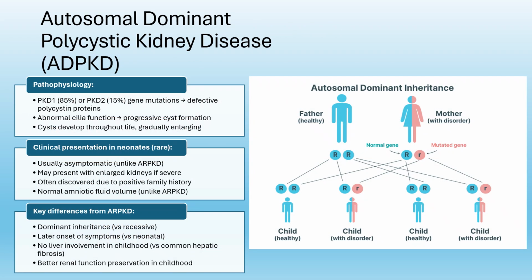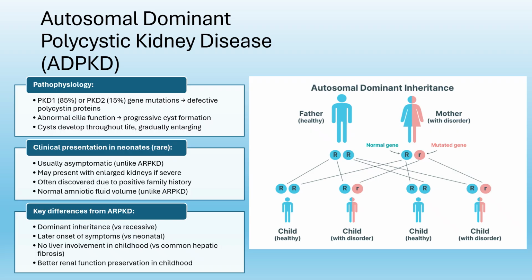Autosomal dominant polycystic kidney disease represents a distinctly different pathophysiologic process from ARPKD, despite both involving cystic kidney disease. ADPKD results from mutations in either PKD1 gene encoding polycystin-1 or PKD2 gene encoding polycystin-2. These proteins form a complex that regulates normal cilia function and cellular signaling pathways. The pathophysiology involves progressive cyst formation throughout life, rather than the uniform collecting duct dilatation seen in ARPKD.